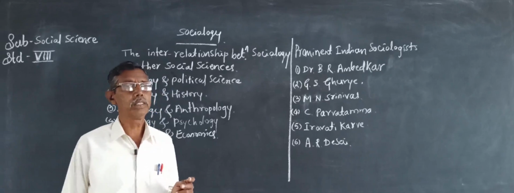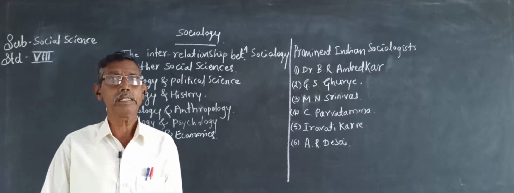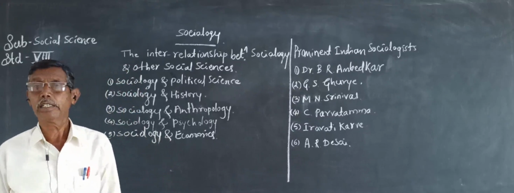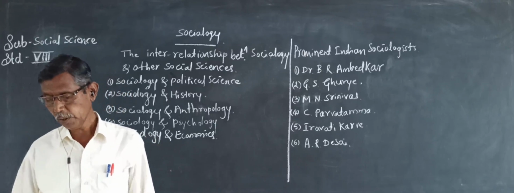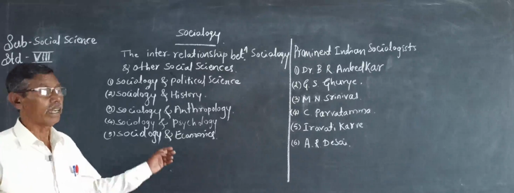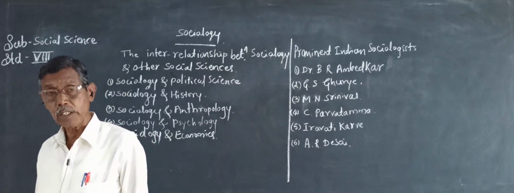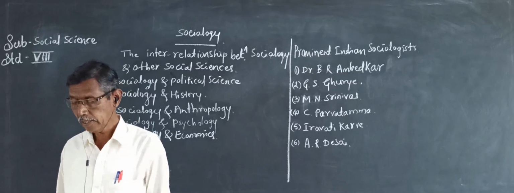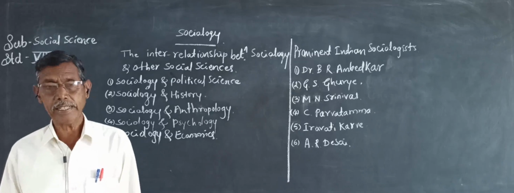Yesterday we studied sociology, the first chapter: meaning, definition of sociology, scope of sociology, nature of sociology, and the importance of sociology. Now we have to study the interrelationship between sociology and other social sciences. Sociology is the youngest social science among all the social sciences, and it has a close relationship with all other social sciences.